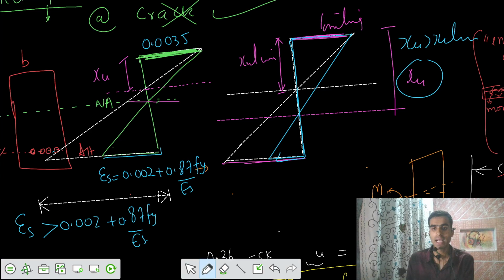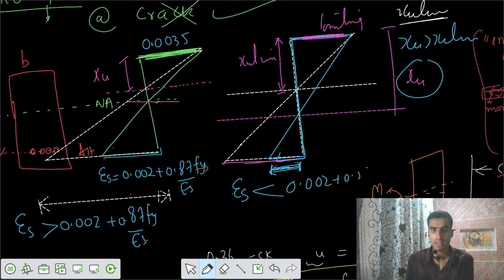And the white diagram was corresponding to XU limiting, the white one. Okay. Now the value here, what should this value be? Can you tell me what this value is? This means this is the strain in steel, and that is lesser than 0.002 plus 0.87 Fy by Es.